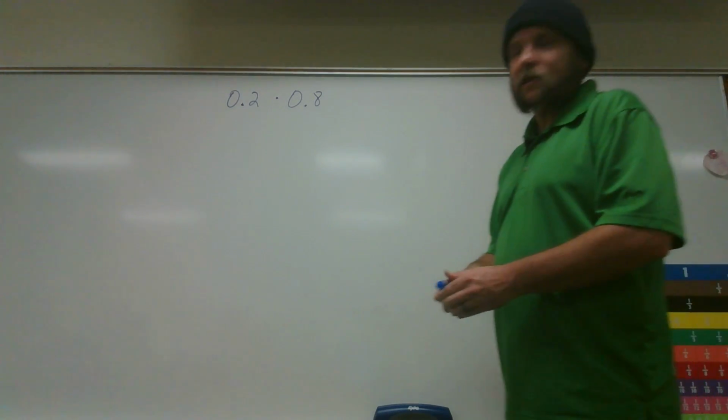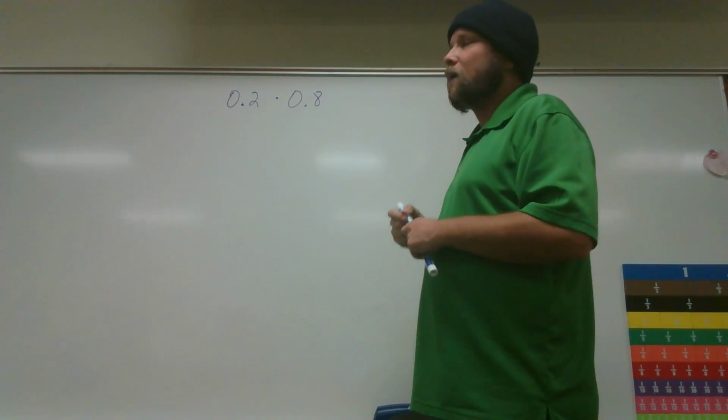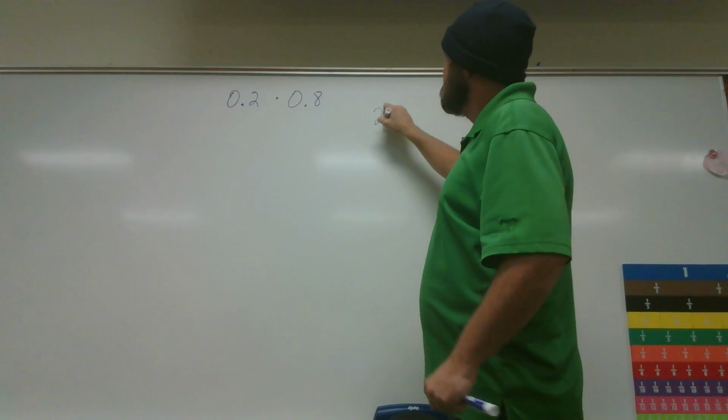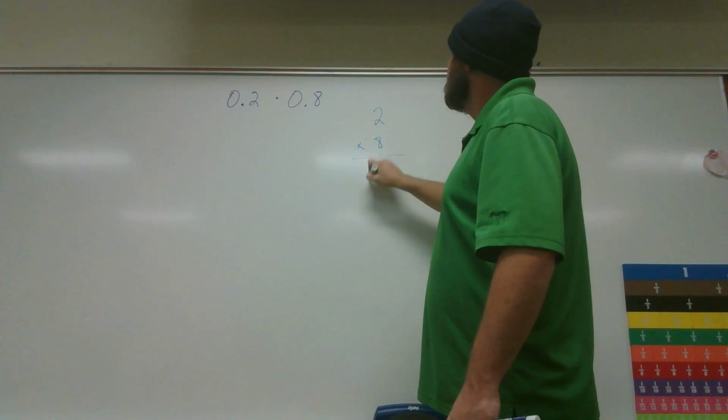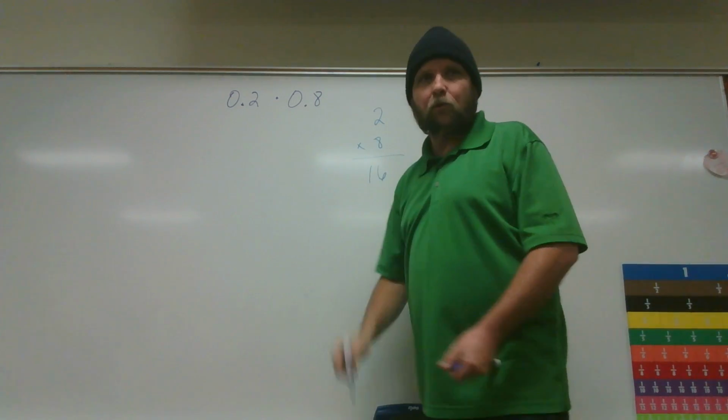I'm going to rewrite this without the decimal points. 2 times 8 is 16. How many digits are behind the decimal point in the problem?